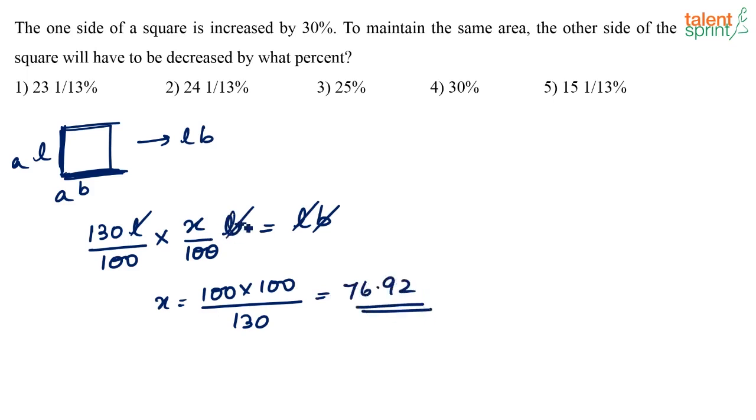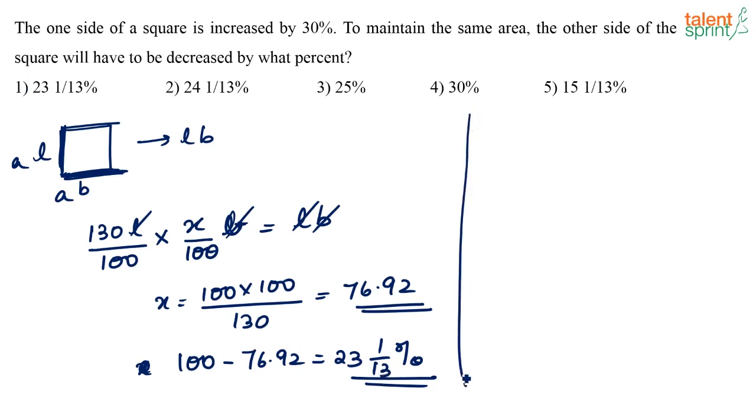So, what does that mean? See, if this was the actual value of this side, I am taking only 76.92% of that, or I can say the decrease in percentage of this side is nothing but 100 minus 76.92, which is equal to 23 1/13%. 23 point some value is what you get. You can, from the options, take it as 23 1/13 directly. This is one way in which you can solve it.